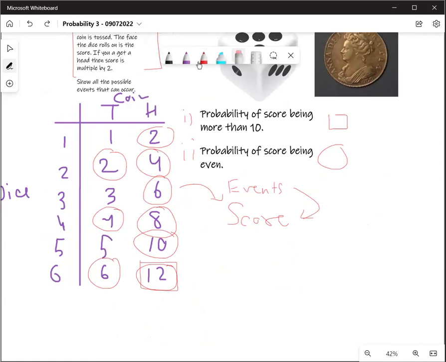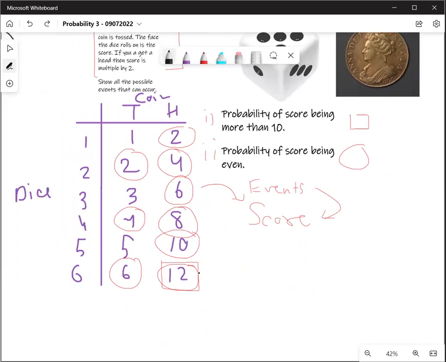So first things first. Let's look at the first part. The probability of the score being more than 10. So when is it more than 10? It's at 12. So at 12, we're getting a 6 on the dice. That means, can I say 1 over 6? Yeah. And the probability of getting a head is 1 over 5.